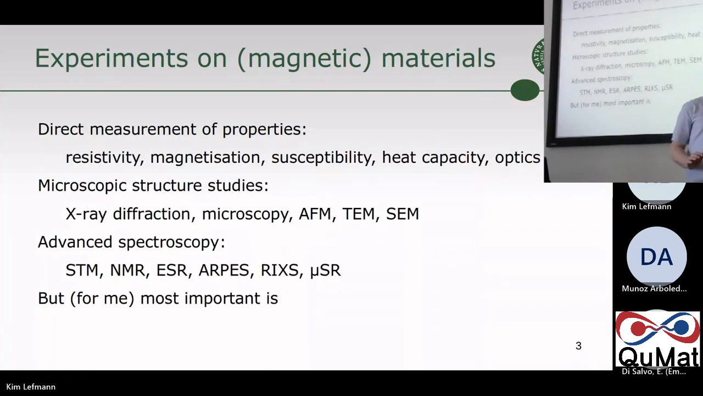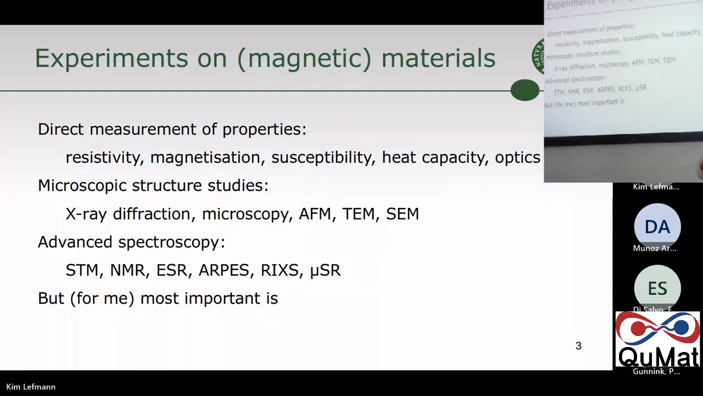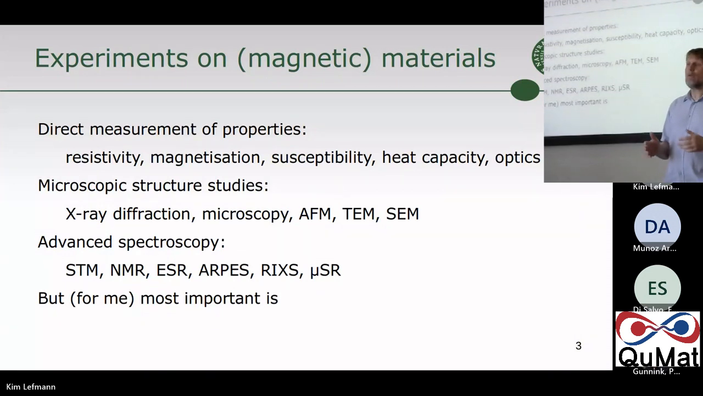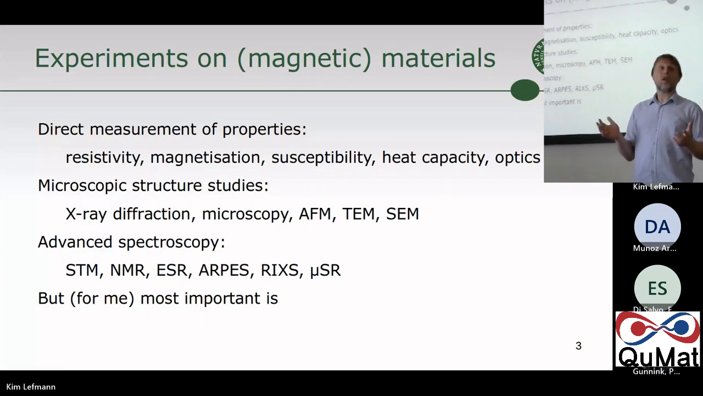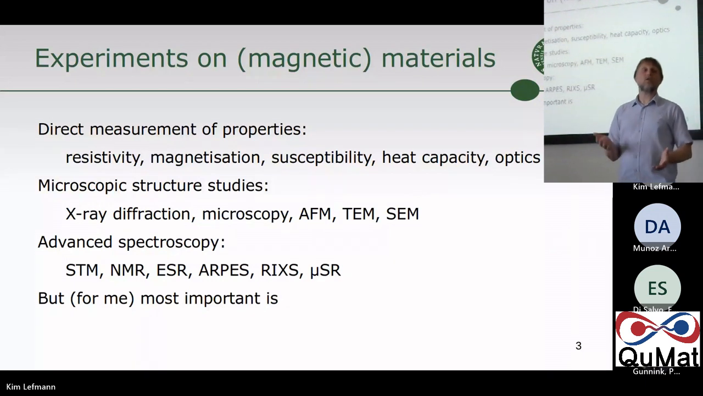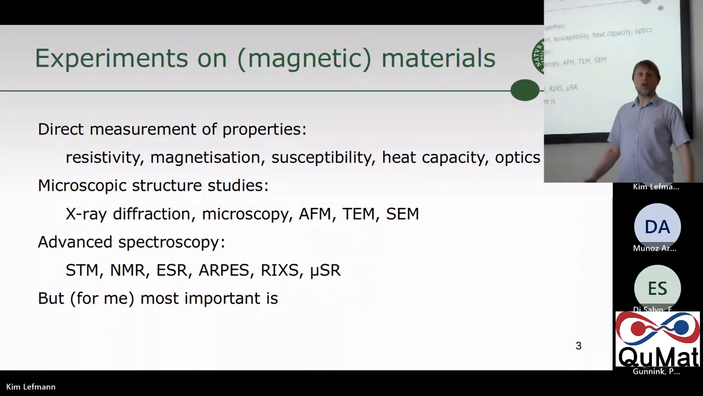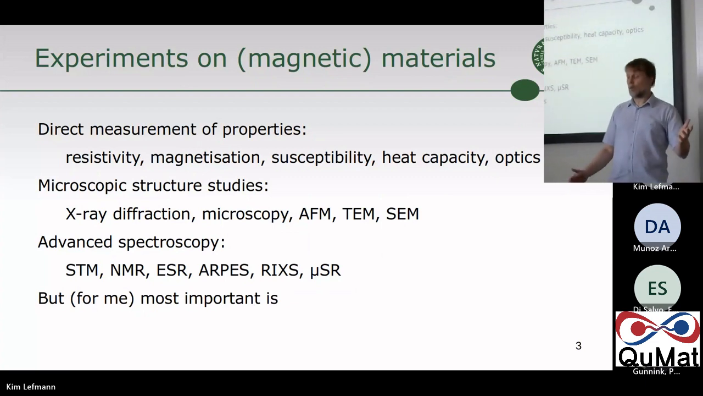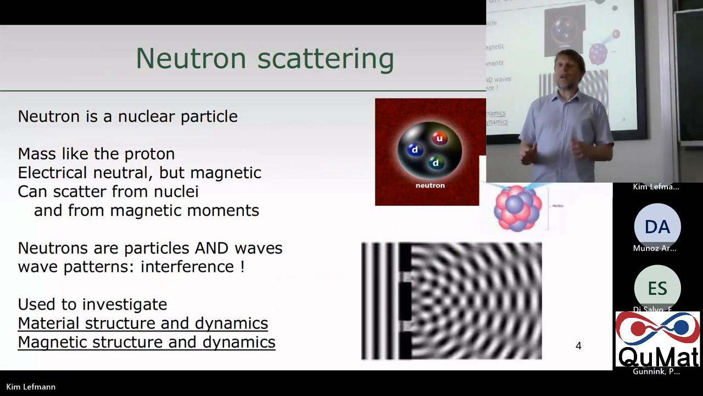Now, when you do experiments on magnetic materials, you want to measure the properties, and of course you know all this. We have to measure the resistivity, of course, the magnetization, susceptibility, and all that. There are a number of microscopy techniques that you're also working into. There's a number of advanced spectroscopy techniques where you see changes in energy levels with tunneling microscopes, NMR, X-ray, electron spin resonance, muons. For me, the neutrons is really the thing that I go to.